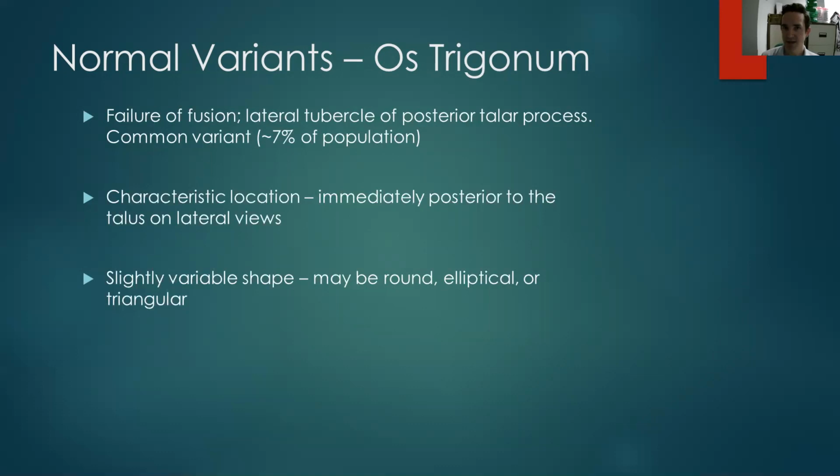Its shape can vary, so sometimes it's round, sometimes it's a tiny little oval or ellipse kind of shape. Sometimes it's much chunkier, but what's always reassuring is that this feature always has, again, smooth, well-corticated, lovely, easily traceable margins.